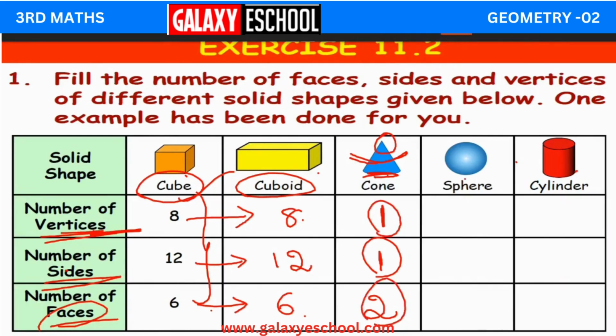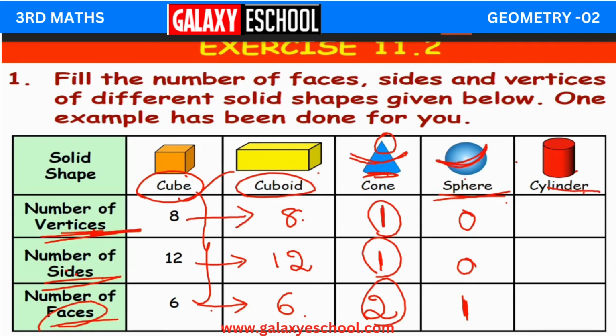Coming to sphere, how many vertices does a sphere have? 0. Number of sides are also 0. The only thing our sphere has is one curved face.